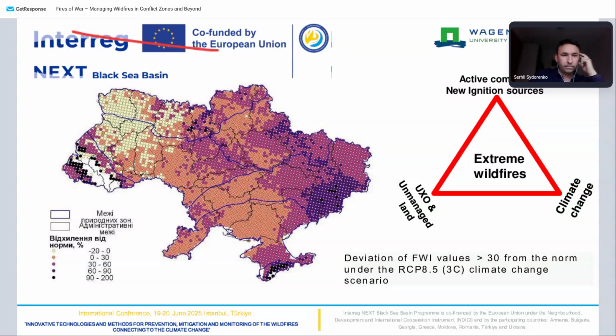Here, honestly, they are not funders, and we don't have any support from that project. It's just a slide from another presentation. So sorry for this, it's my mistake.